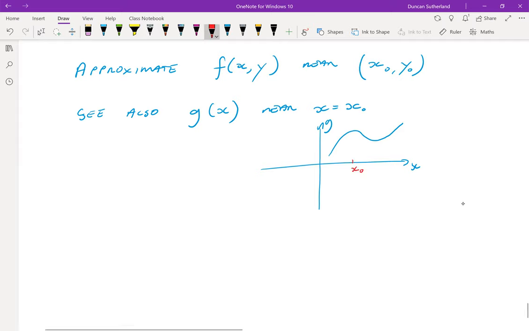X naught is here. We might try a constant, then a straight line. Then we might add in a quadratic and add in a cubic and so on. And we construct the Taylor series.